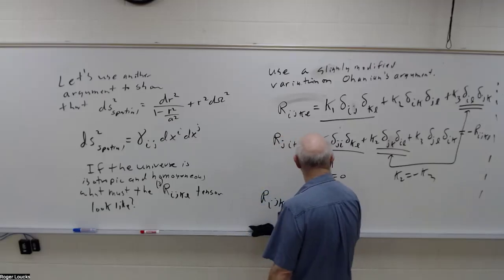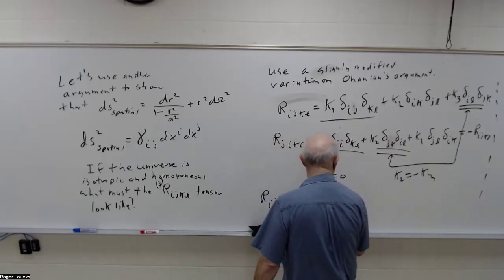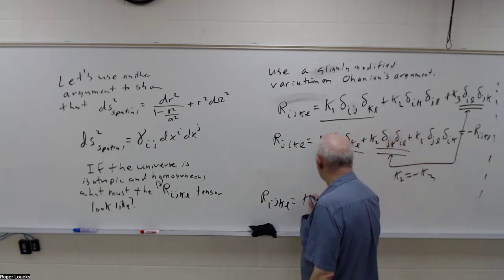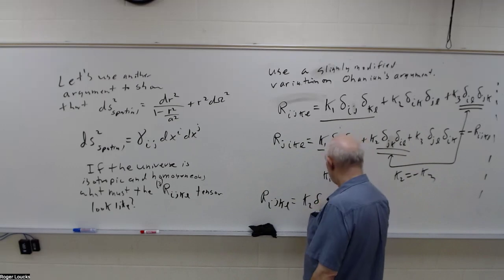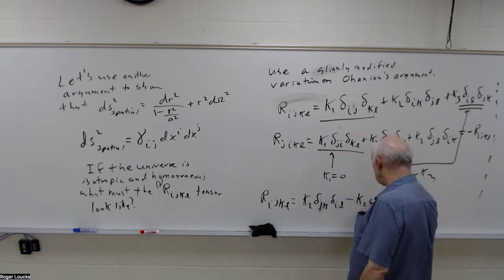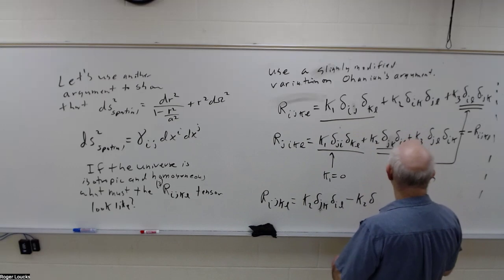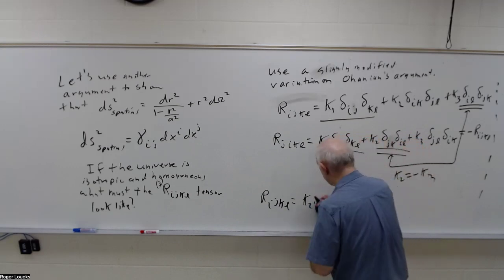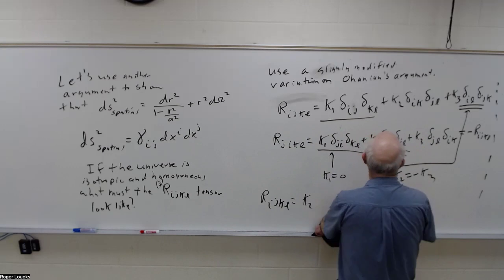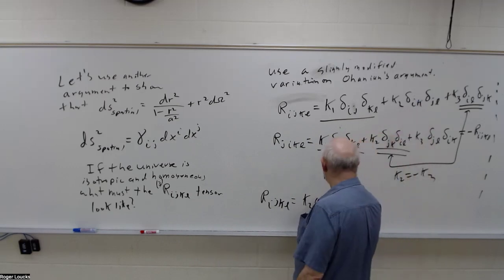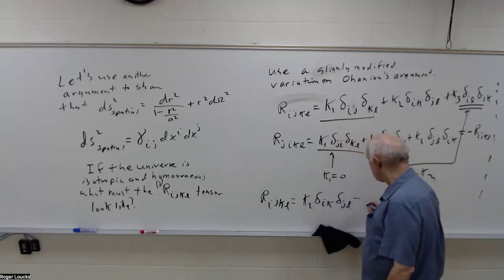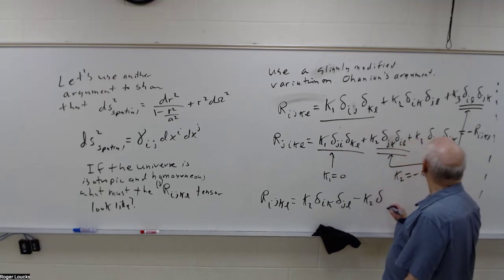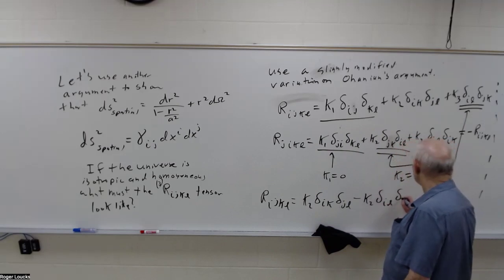RIJKL is really going to be, so I'll call it K2 delta JK. This is delta JK. JK delta IL minus K2 delta... Ooh, yeah, I extracted the wrong one. The top line: delta IK delta JL minus K2 delta IL delta JK.